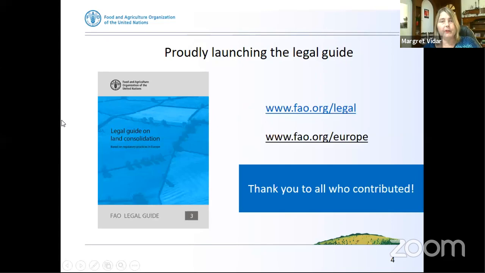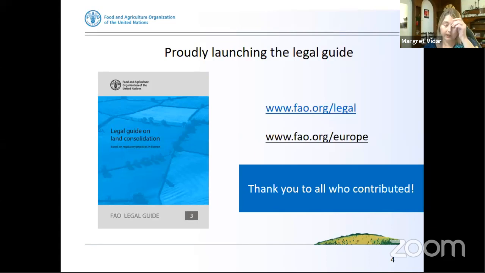So with that, I'm very proud to launch the legal guide. This legal guide is the result of a number of years of work and preparation. We started by doing a comparative legal study of a number of countries to see what they were doing, what type of legislation they had in place, and what were the similarities and differences. And then we took that and changed it into a guide to make it more useful, more accessible to countries and anybody who's interested to use it.